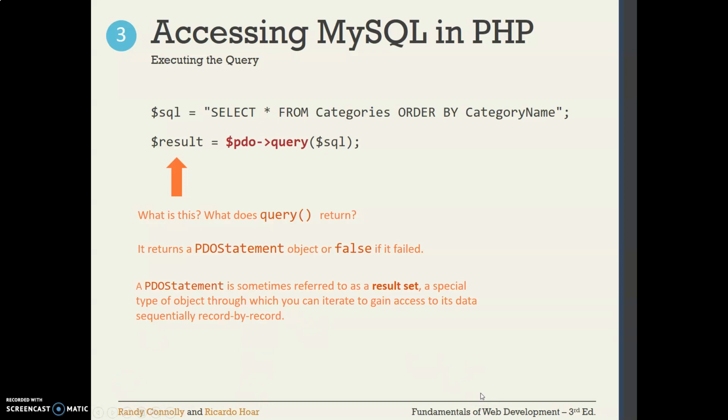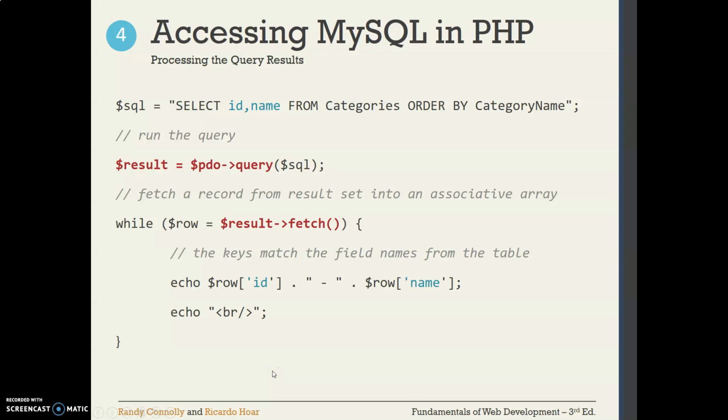Well, I've already used this term result set, but I find it's more comfortable to just refer to a PDO statement as a result set, a special type of object through which you can iterate to gain access to the data returned from the database sequentially, record by record. That sequentially part's quite important. What this means is that you can't just say, oh, boom, give me this information on record 27. You actually have to loop through all of those records.